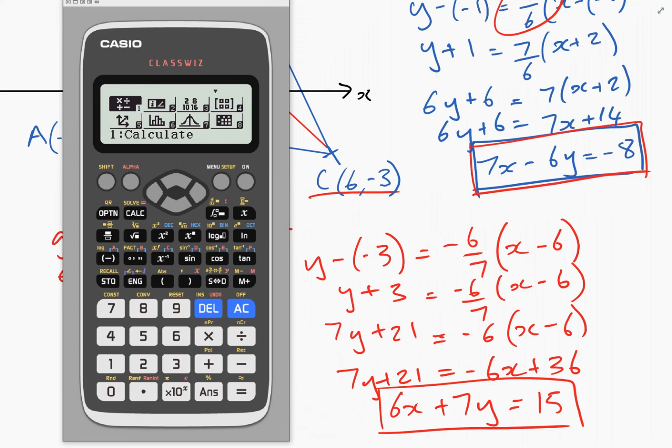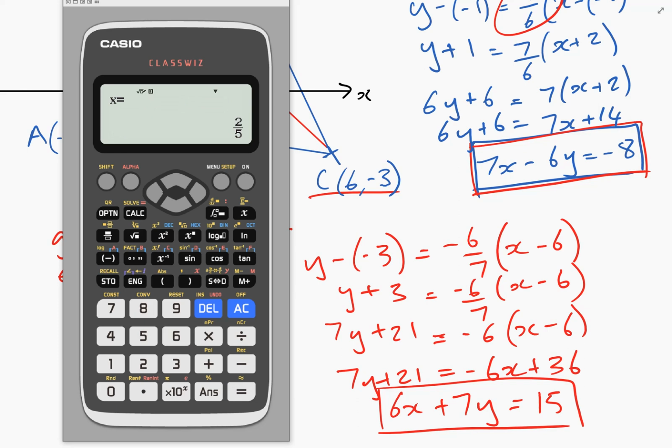Okay, so if you go to menu and then down to equation solver, it's the same for quadratics. You can also solve quadratics using this too, but you would go to polynomial solver for that. So if we just type in the top one, we've got 7x minus 6y equals minus 8, and then you've got 6x plus 7y equals 15, and then you just press equals, and that's the x value.